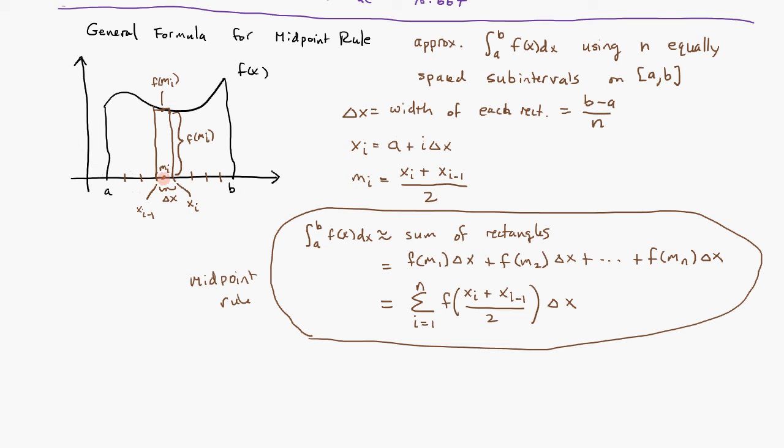Then the midpoint is just the average of the two endpoints, so x sub i plus x sub i minus 1, divided by 2. And then the height, again, is the function value at the midpoint.